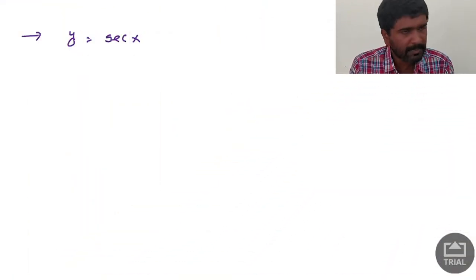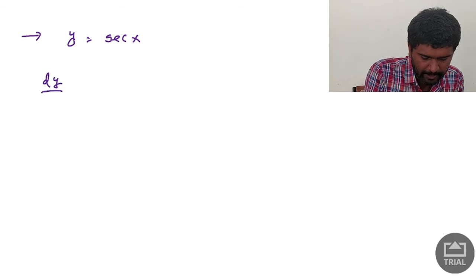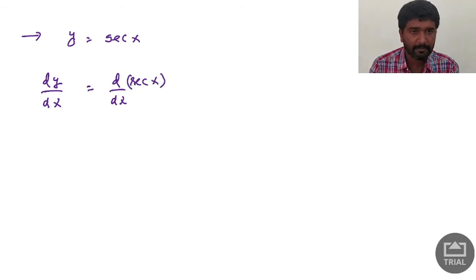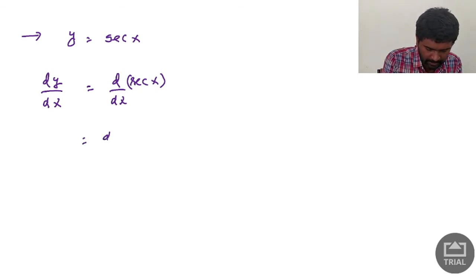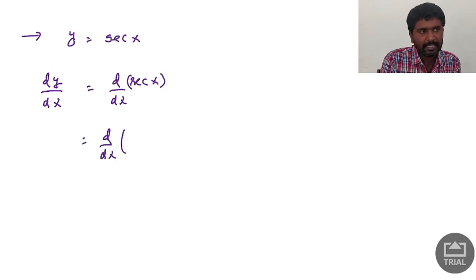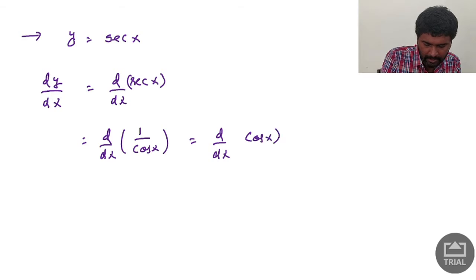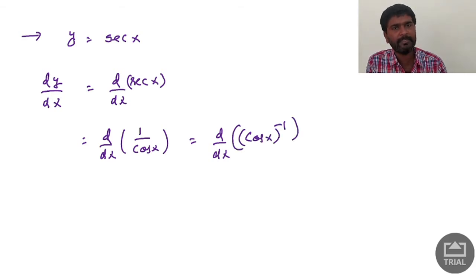For example, if I have y equals, in the last class we have done tan x, now here I am taking secant x. Then what is the differentiation of this function? So what is dy by dx? I don't know directly the differentiation of secant x, so we need to derive it from the basic thing. You can write sec x as 1 by cosine x, so dy by dx of sec x is dy by dx of cosine x whole power minus 1. So this is what your function is.